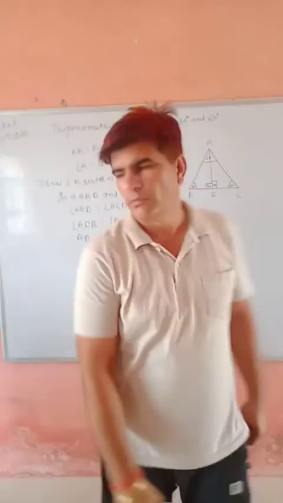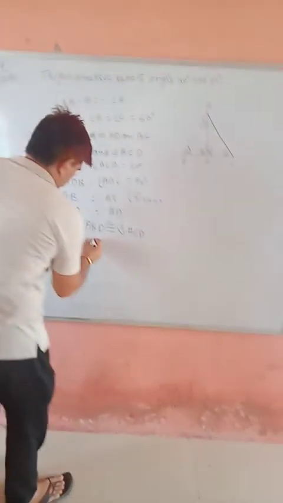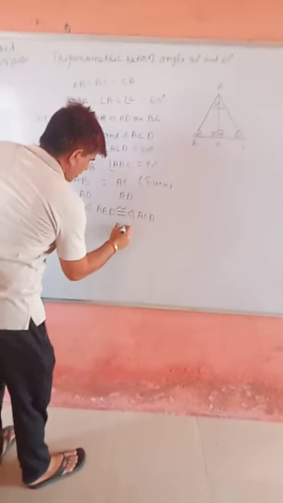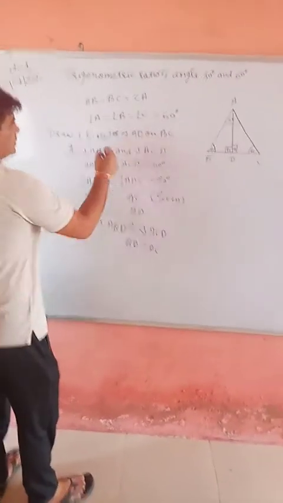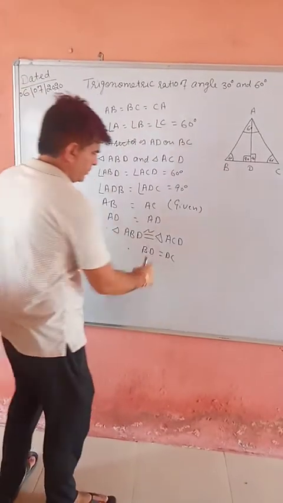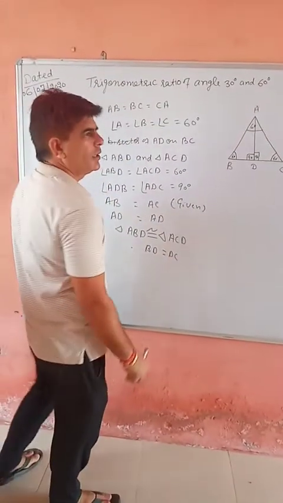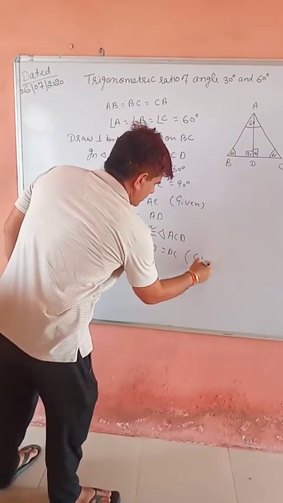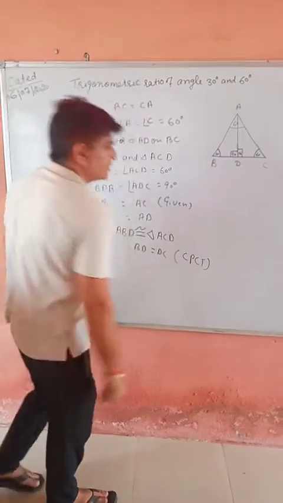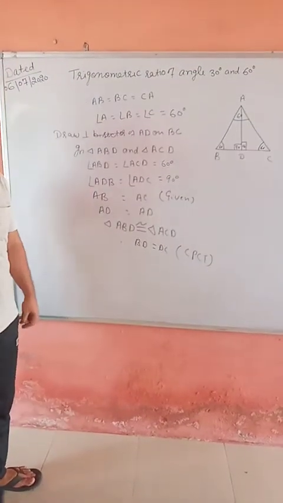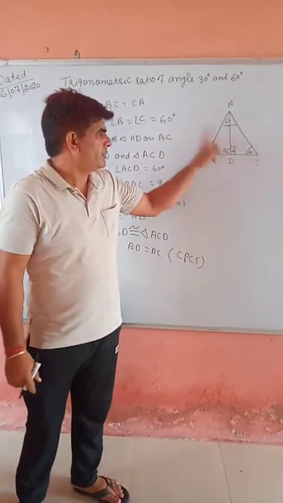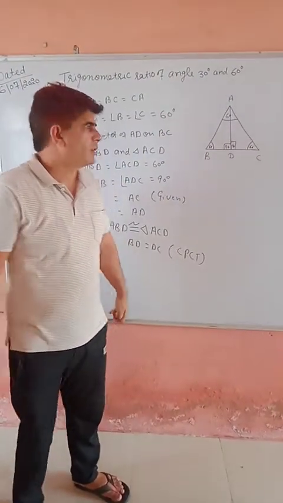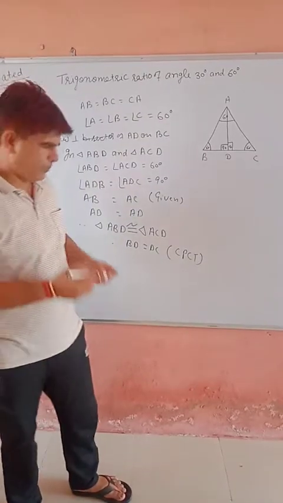Understood? Therefore, BD equal to DC. BD equal to DC by what? CPCT. CPCT means corresponding parts of congruent triangles. So both triangles are congruent to each other.